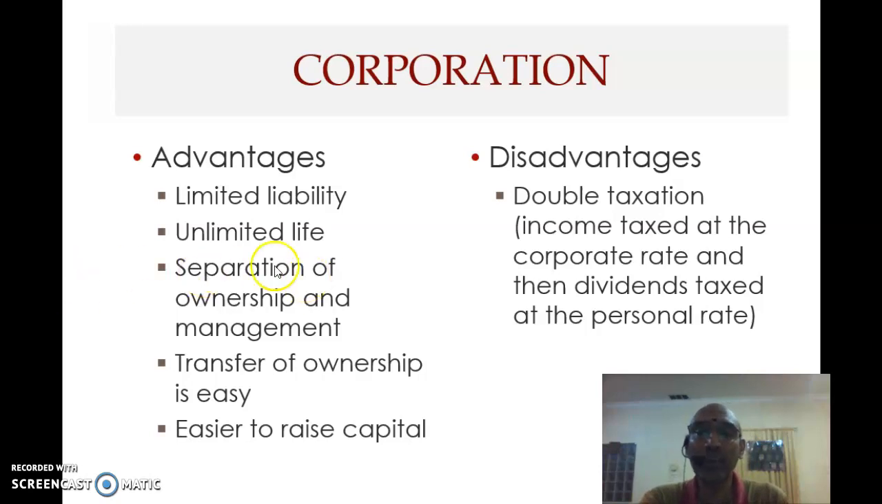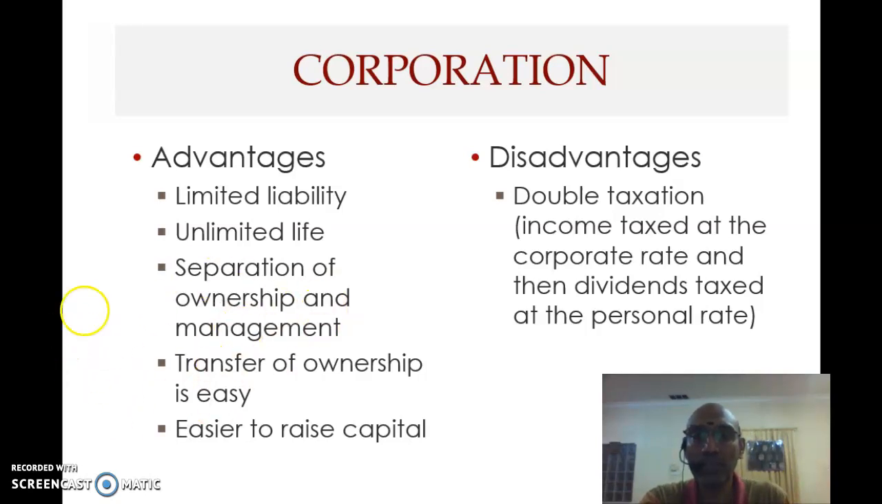Alright. Then there is separation of ownership and management. This is an advantage, but you can see that this can also be a disadvantage. We will see that later. Why is it an advantage? Because the owner of the business may not be skilled in managing the business. So you can hire skilled people to manage the business. The owners can just invest. Due to the specialization of skills, this is an advantage. But there is also a disadvantage to this aspect, as you will see later.